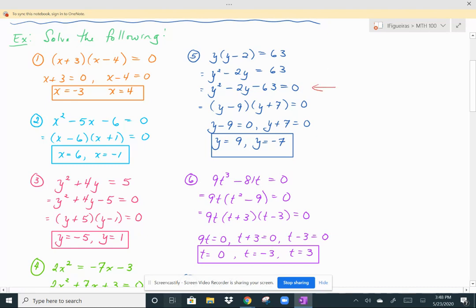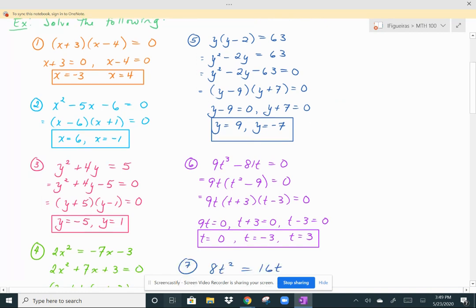Now you need two numbers that multiply together to give you negative 63. When you add them, you get negative 2. Again, that means you have different signs. So what will work? Negative 9 and positive 7. So we get y minus 9, y plus 7. Then set each factor equal to 0. You get that y is equal to 9 and y is equal to negative 7.